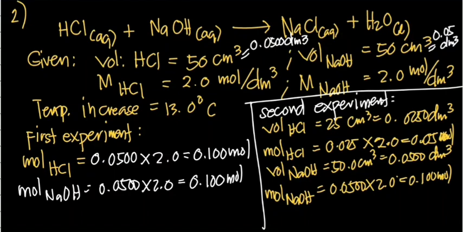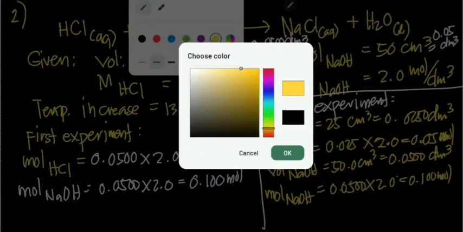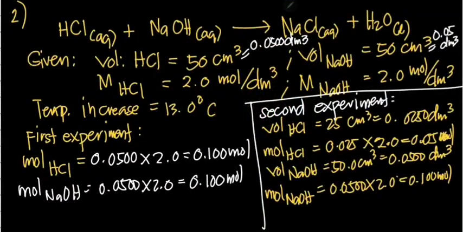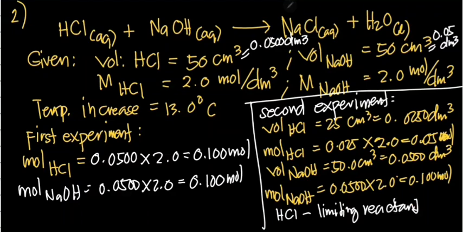And hydrochloric acid here is less, right? The number of moles of hydrochloric acid is less than the number of moles of sodium hydroxide. So that means hydrochloric acid here is the limiting reactant, since it has only 0.05 mole to neutralize.